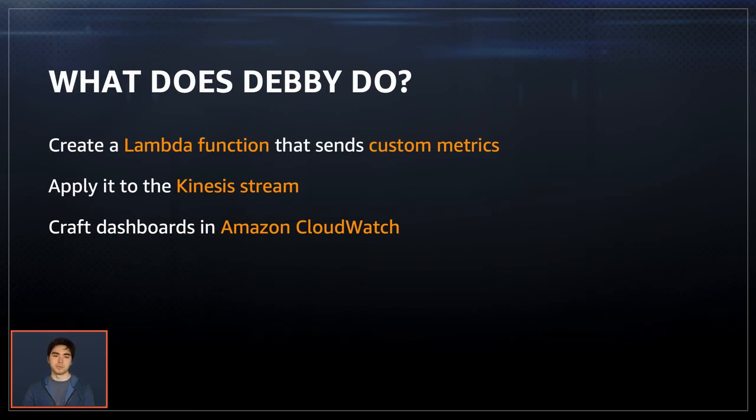So how does she actually implement this? Well, she's going to create a Lambda function, and Lambda is our serverless compute service. And she's going to create this Lambda function that sends these custom metrics to Amazon CloudWatch. She's going to apply that to the Kinesis stream so that it's going to trigger based on every record of data that gets put into that stream, and then craft dashboards in Amazon CloudWatch that show those metrics that are being sent in from that Lambda function.